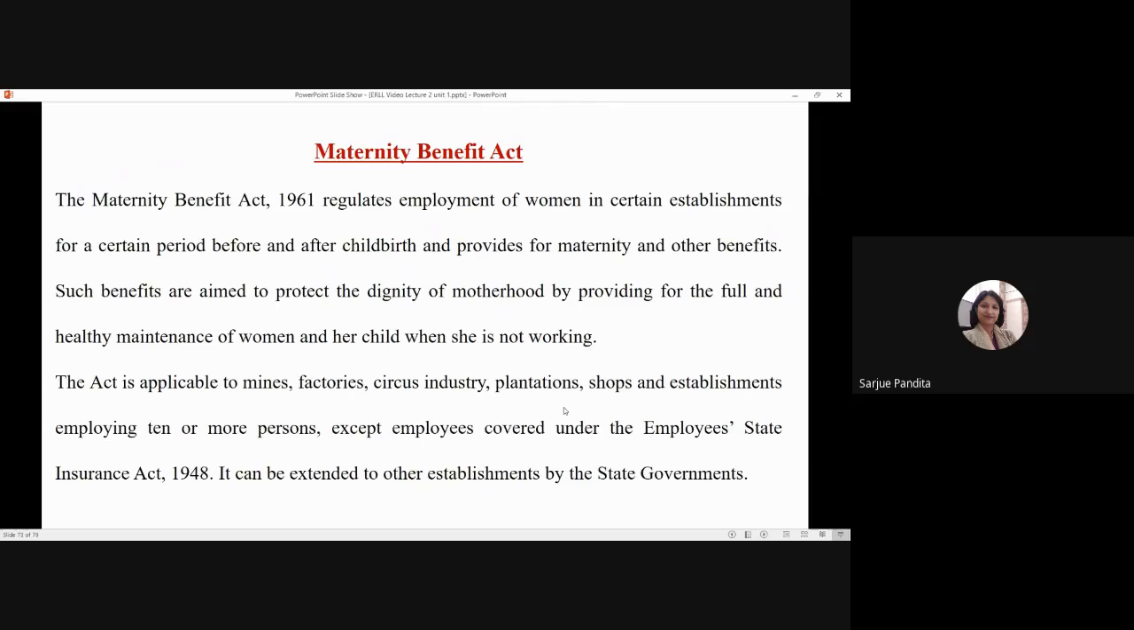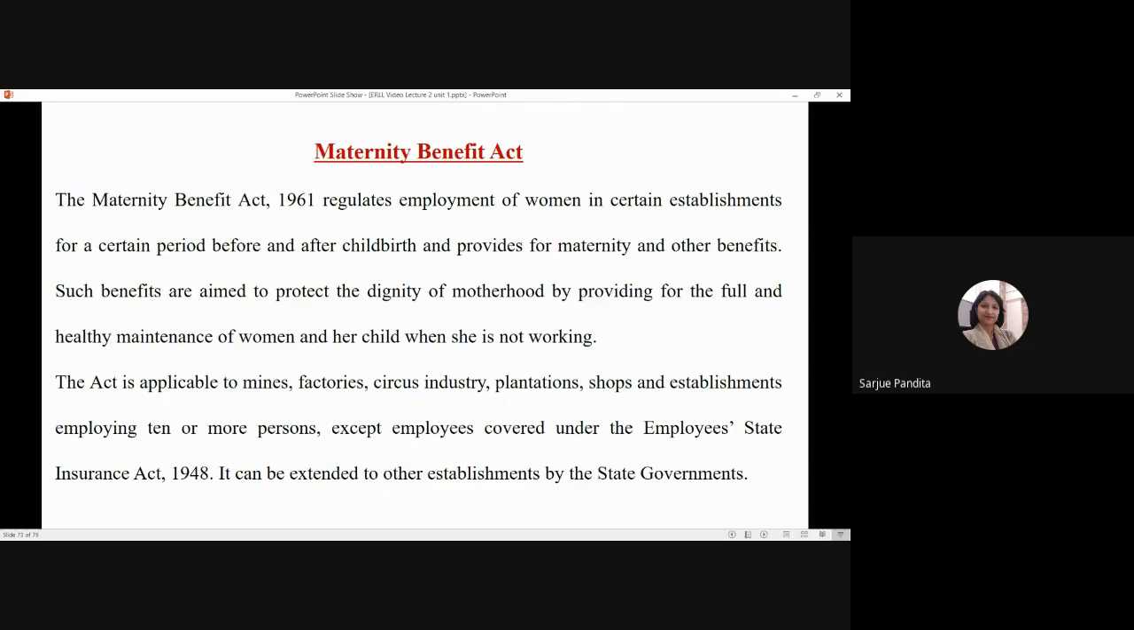The Maternity Benefit Act 1961 regulates employment of women in certain establishments for a period before or after childbirth and provides for maternity and other benefits. Such benefits are aimed to protect the dignity of motherhood by providing for the full and healthy maintenance of the woman and her child when she is not working.